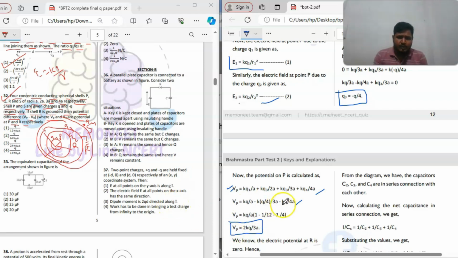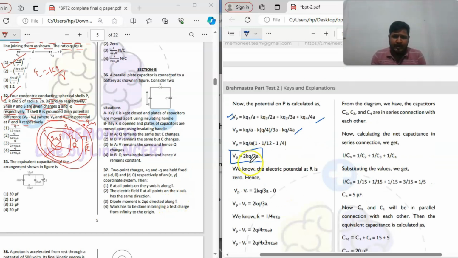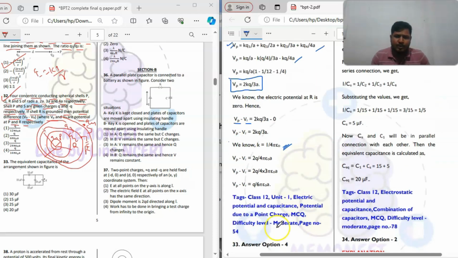Now we know the value of k is 1 by 4 pi epsilon naught. We have to find Vp minus Vr. So Vp minus Vr is Vp minus 0. After putting the value of k, we get 2q by 4 into 3 pi epsilon naught a. After solving this we get q by 6 pi epsilon naught a. So the second option is the correct option, right? This is the concept that we have to apply here.